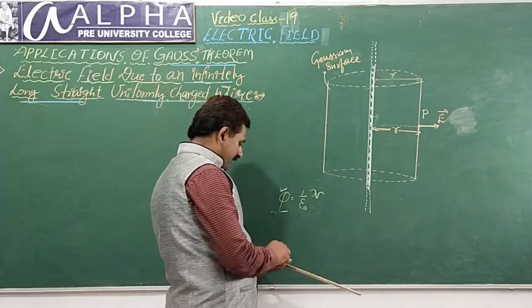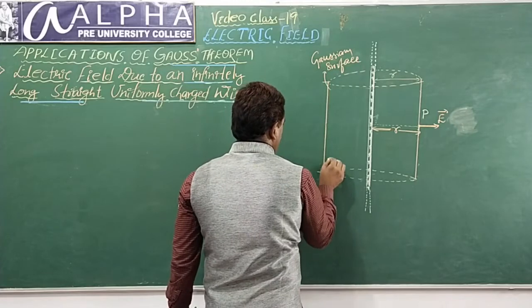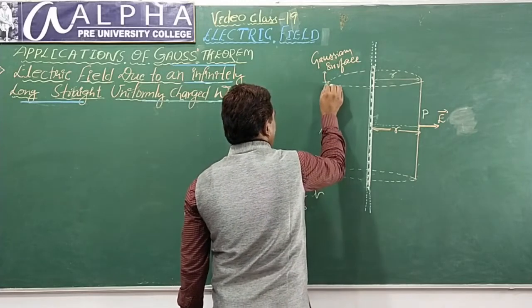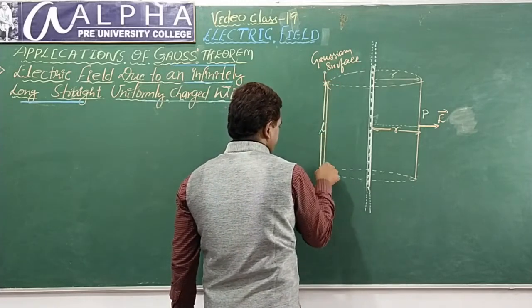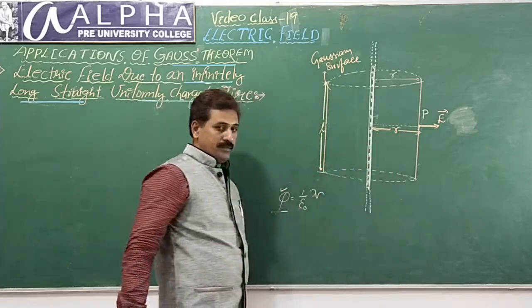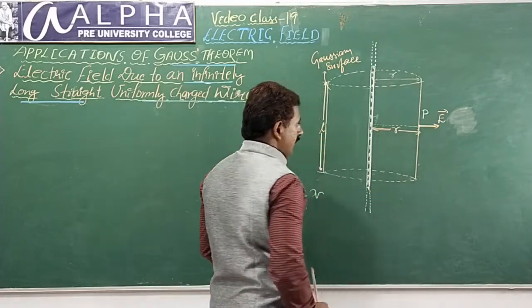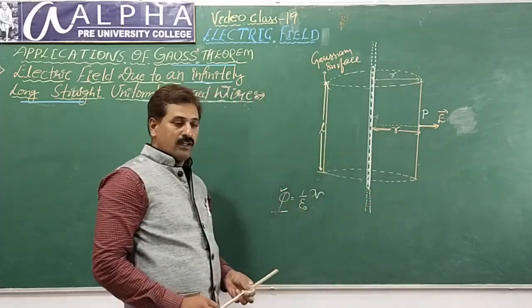What is the length of the cylinder? Length of the cylinder here is l. Remember, the length of the cylinder is l, small l. Students, this conductor continues. That's why it's an infinitely long conductor. And the electric field here is normal outwards. How is it normal outwards?